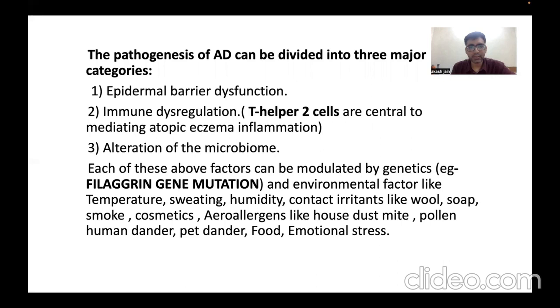Each of these above factors can be modulated by genetics, that is, there is filaggrin gene mutation in atopic dermatitis, which forms the epidermal barrier, and by environmental factors like temperature, sweating, humidity, contact irritants like wool, soap, smoke, cosmetics, aeroallergens like house dust mite, pollen, human dander, pet dander, foods, and emotional stress. These are all aggravating factors for atopic dermatitis.